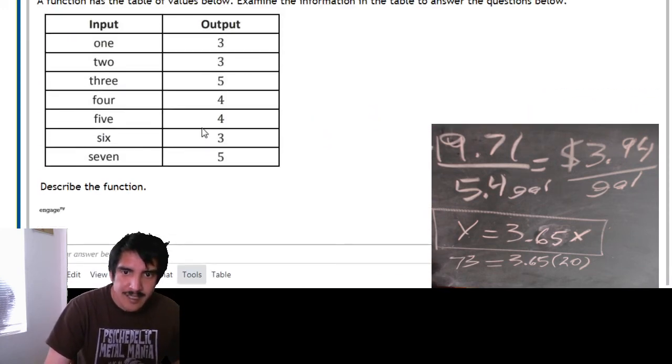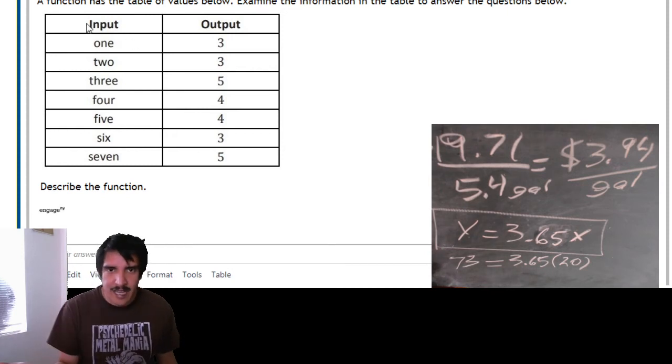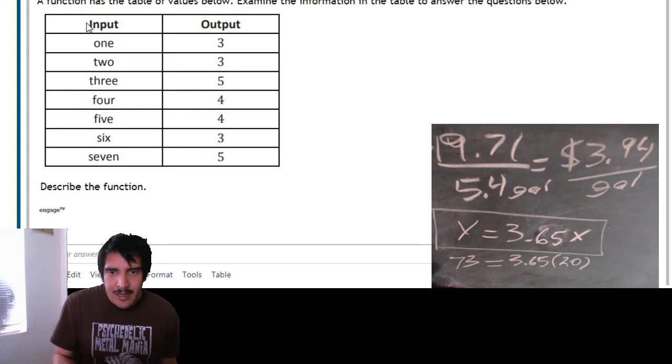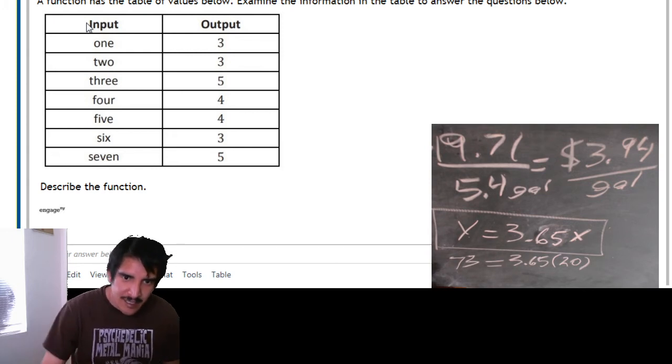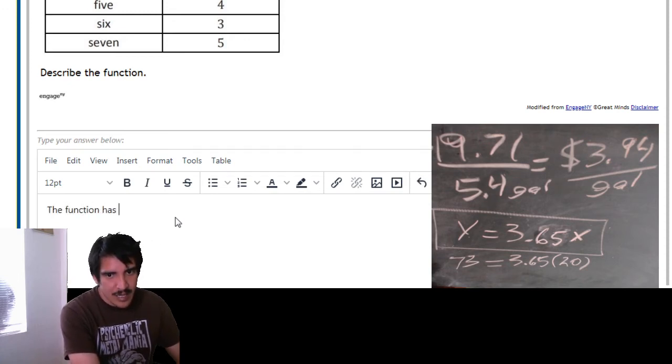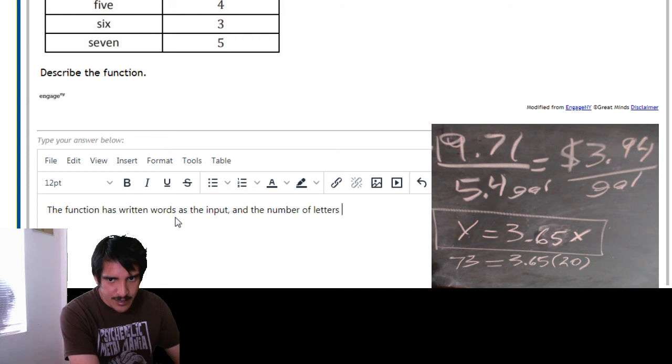Cool. Oh, this is the cool function we talked about in the class. So once again, since you're not here to participate, I'm just going to tell you what this was if you didn't realize it. The input is a word and the output is a number. Now the connection we discovered yesterday was however many letters this word has, that's what the output is. So that's what we're going to describe. So describe the function. The function has written words as the input and the number of letters in that word as the output.